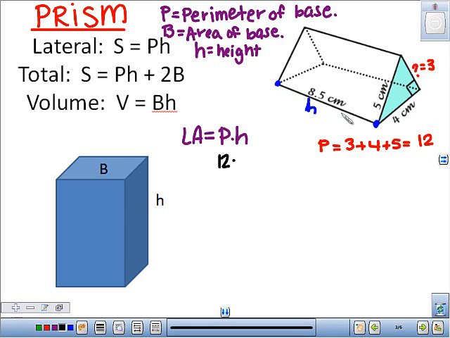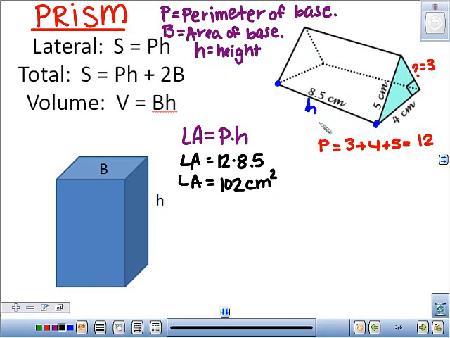And the height is given in the picture. The distance from base to base is 8.5. So my lateral area of my prism, and remember, we said lateral is everything except the bases, so that's 12 times 8.5 is 102. And these were measured in centimeters, and you know that area is units squared, so centimeters squared. So that is the area of the 3 parallelogram faces.